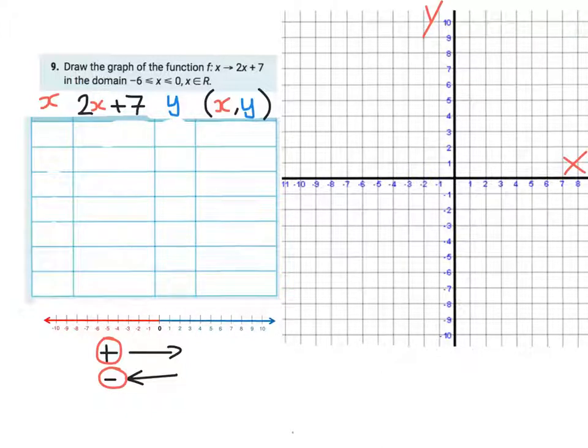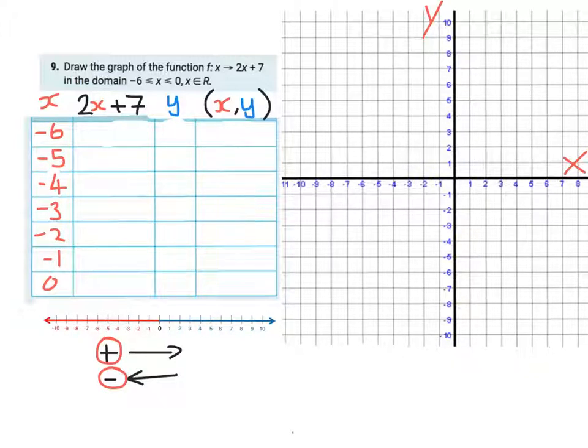Thinking of your number line for this, all right? Here's minus 6 and here's 0 on your number line. So you are going to be putting in minus 6, minus 5, minus 4, minus 3, minus 2, minus 1 and 0 in for your inputs, okay? So we're going to make a start by doing that first. So we've got minus 6, minus 5, minus 4, all the way to 0. And that is all of our inputs, okay?